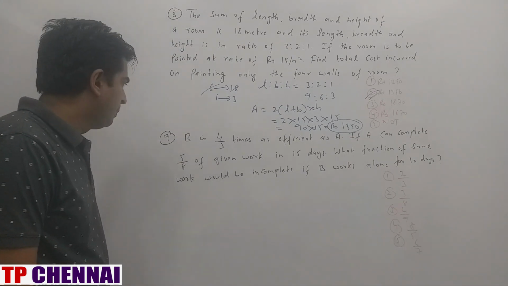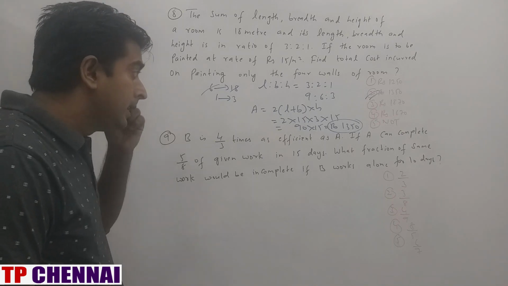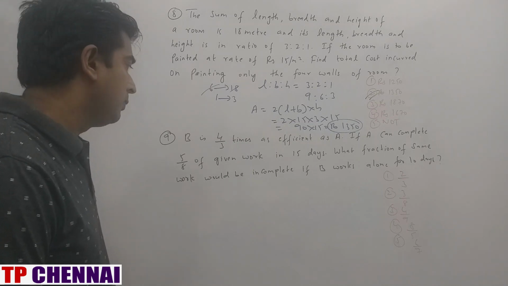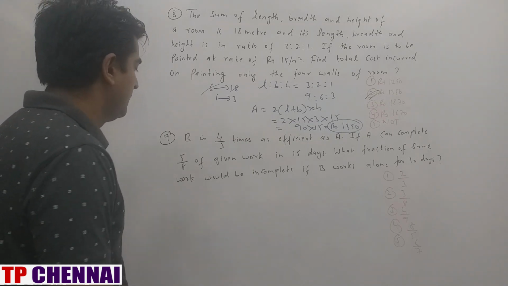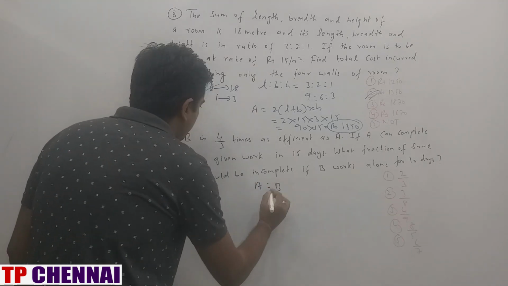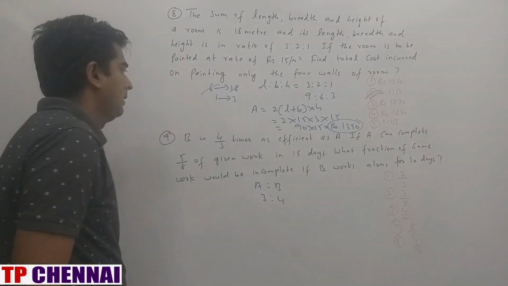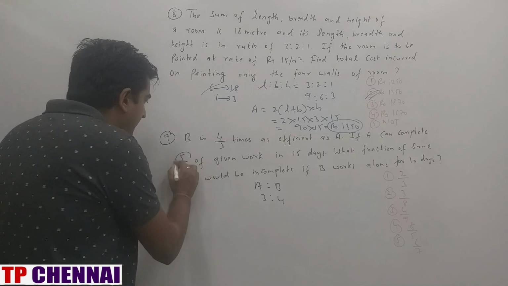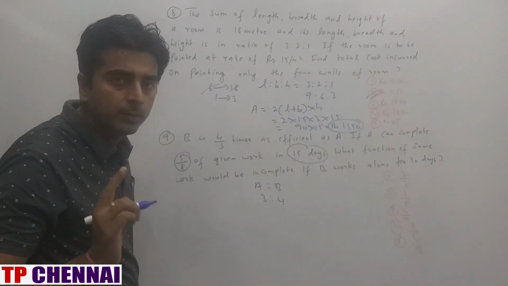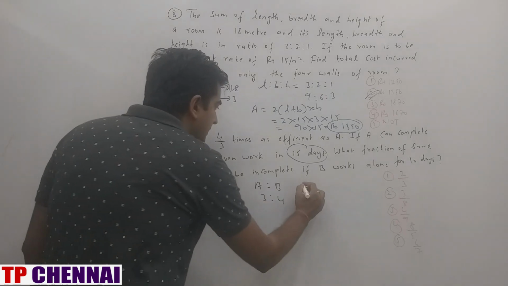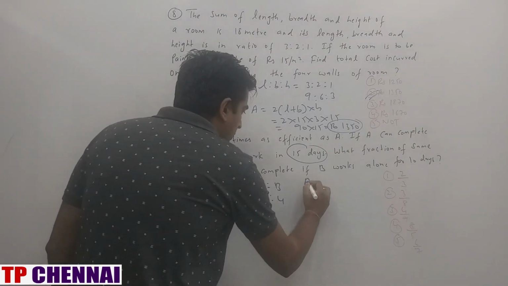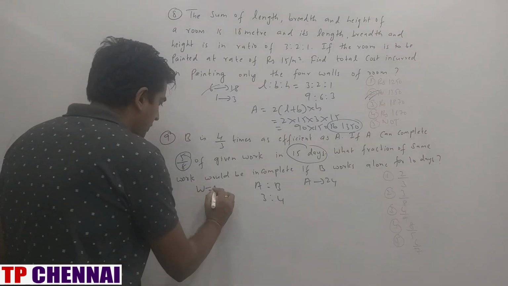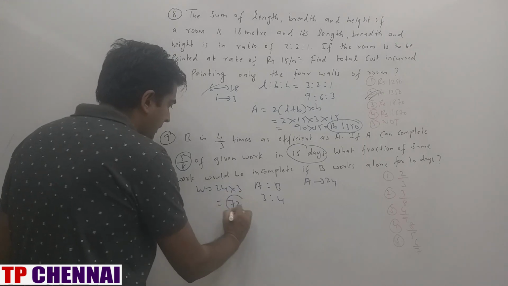Next one. B is 4/3 times as efficient as A. If A can complete 5/8 of a given work in 15 days, what fraction of the same work would be incomplete if B works alone for 10 days? Efficiency of A and B is how much? 3 and 4. Right? If A can complete 5/8 of the given work in 15 days, that means one part is how much? 24 days. Right? A can do it in 24 days. And you know very well the efficiency of A is 3, days is 24, so the work is nothing but how much? 24 into 3, which is 72.